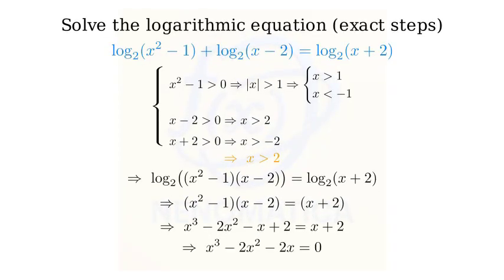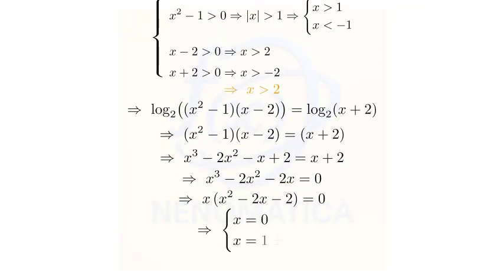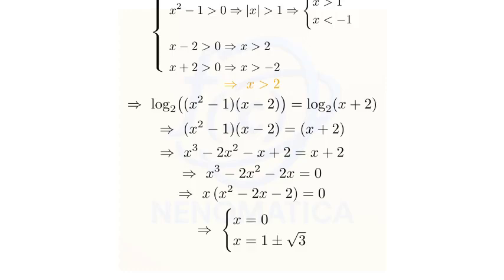Factor out x. Set each factor equal to 0 to get the candidates. From x equals 0, and from the quadratic x squared minus 2x minus 2 equals 0, we obtain 1 plus or minus square root of 3. Finally, check the candidates against the domain condition x greater than 2. Only 1 plus square root of 3 is greater than 2.